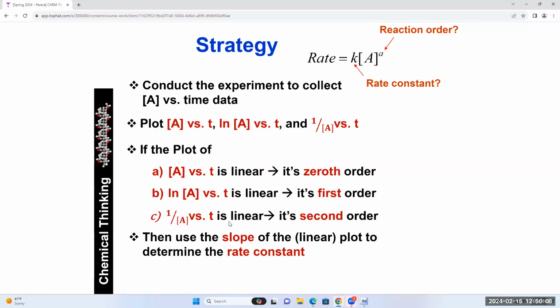And then from the linear graph, we can determine the slope. And the slope tells us the rate constant for the reaction. Voila, that's all we need. We are done. We go home and sleep. Yeah, that's it. That's all we do.